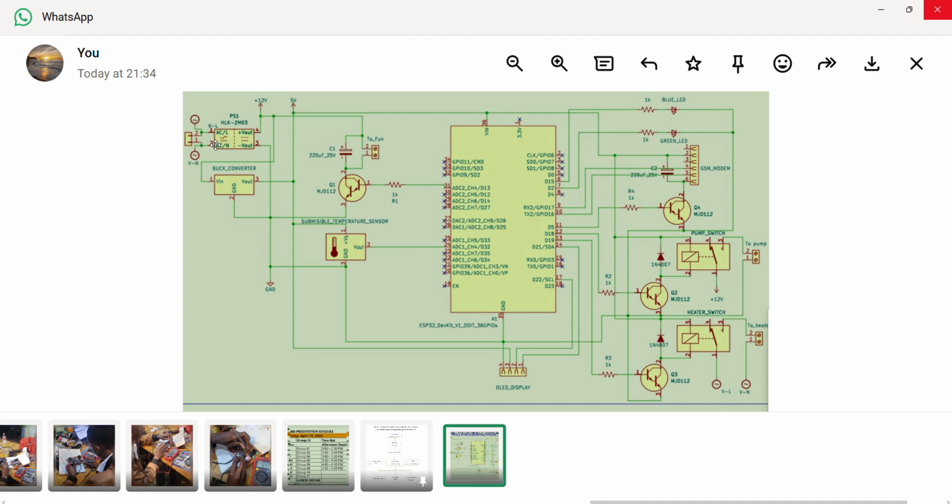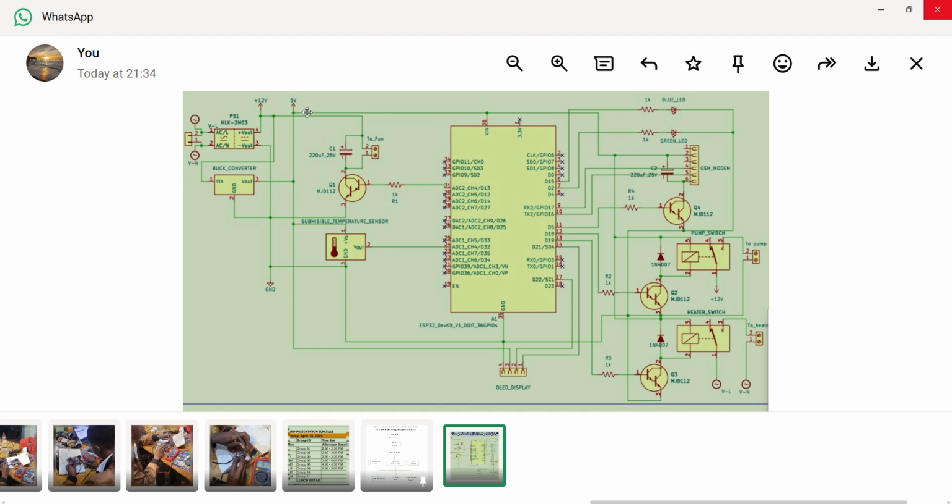Now, the power will be connected here to this, which is going to convert it to 12 volts. And this one also will be connected to the what? To the ground. Now here, this buck converter is where you are going to get our 5 volts, which is this one here.